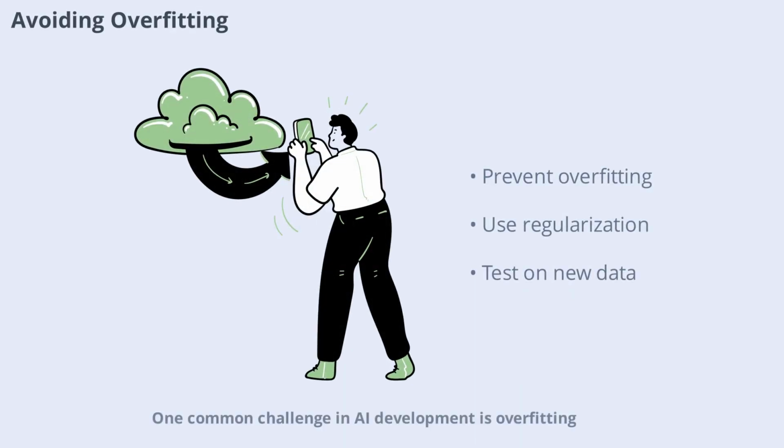One common challenge in AI development is overfitting, where the model performs well on training data but poorly on new data. To avoid this, use techniques such as regularization, dropout, and data augmentation. Regularly evaluate your model on unseen data and keep your model as simple as possible for the task. Balancing model complexity and performance is key to building a robust, narrow AI system.